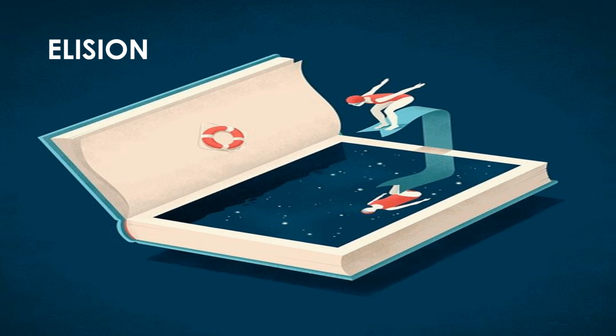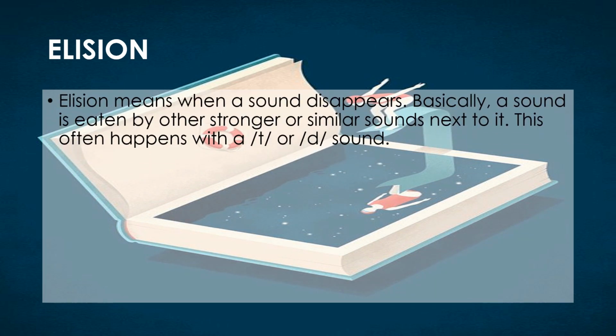Alright, so that is assimilation. Let's proceed with elision. Elision means when a sound disappears. Basically, a sound is eaten by other stronger or similar sounds next to it. This often happens with T sounds or D sounds. For example, next door. When we pronounce it, it's next door. The T sound becomes non-existent.